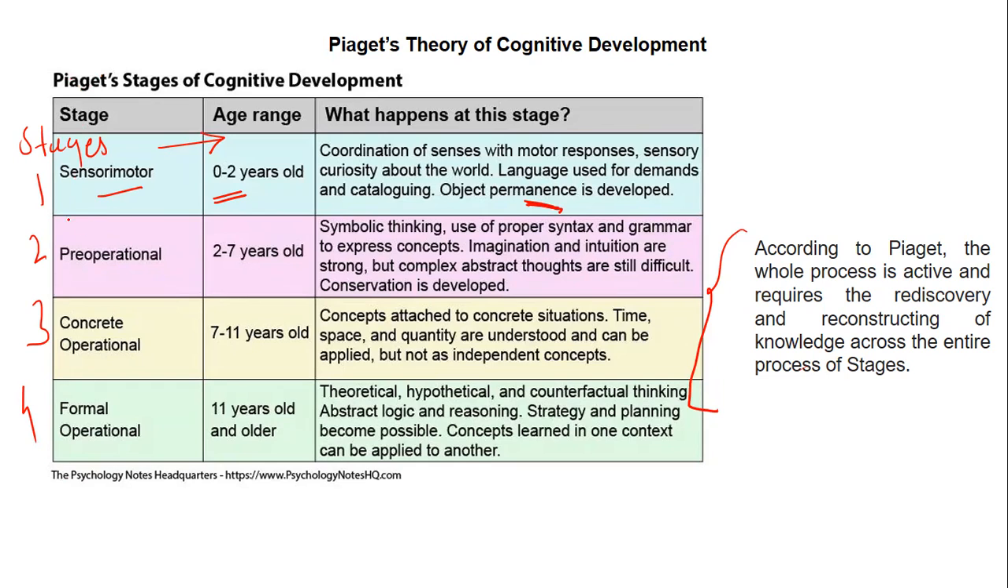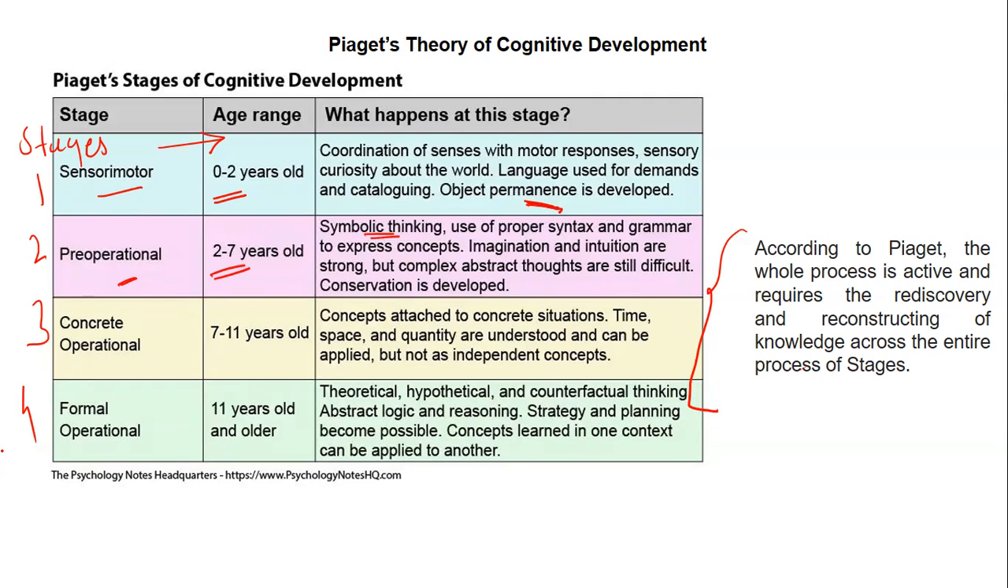Coming to the pre-operational stage, which is from the age of 2 up to 7 years old. Symbolic thinking, imagination, intuition, and conversation are developed. Complex abstract things are still difficult, and you cannot go into more complexity, but symbolic thinking plays an important role in expressing concepts or particular terms.